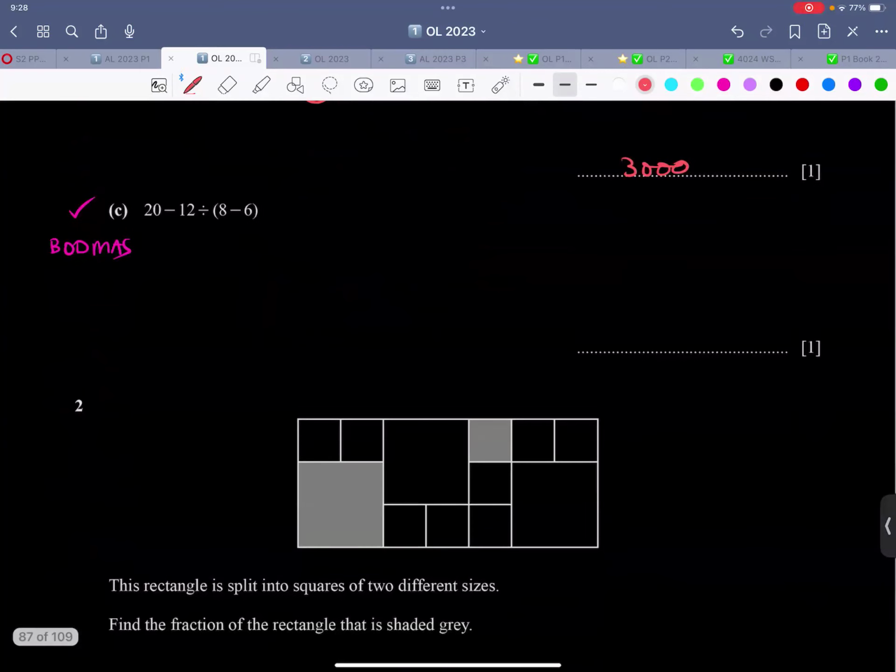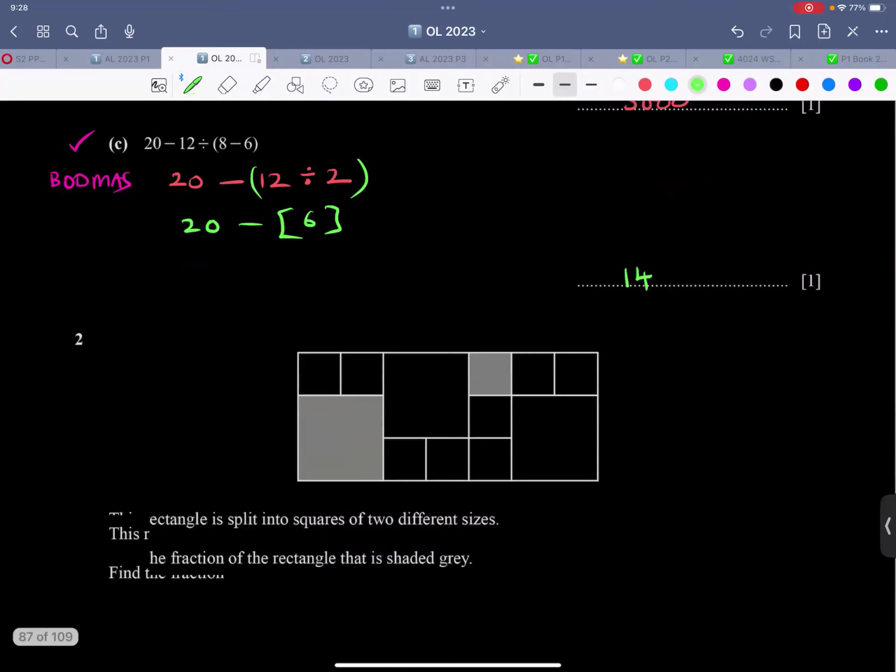Now the rule of BODMAS applies over here. That is 20 minus 12 divided by (8 minus 6). So let me first apply the bracket. I'll write this as 20 minus 12 divided by 2. Now this will be done first. So this is 20 minus 12 over 2, which is 6. 20 minus 6 is 14.